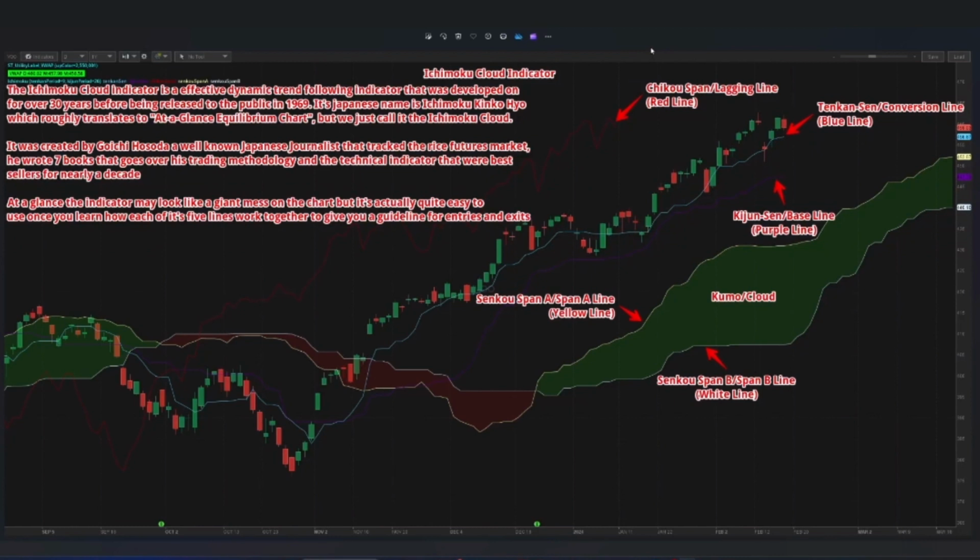He tracked the rice futures market, and he wrote 7 books on his trading methodology, his philosophy for trading, and about how this technical indicator works. And those books were bestsellers for nearly a decade. So it was really, really popular in Japan.